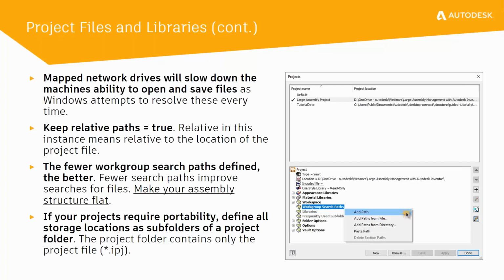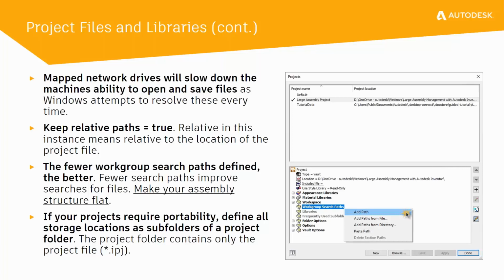Some further tips for handling project files and libraries. Mapped network drives will slow down the machine's ability to open and save files, because Windows in essence is attempting to resolve these every time that you open and save. Make sure that you keep relative paths set as true. The fewer workgroup search paths defined, the better. So make your assembly structure as flat as possible, and we talked about this a little earlier.